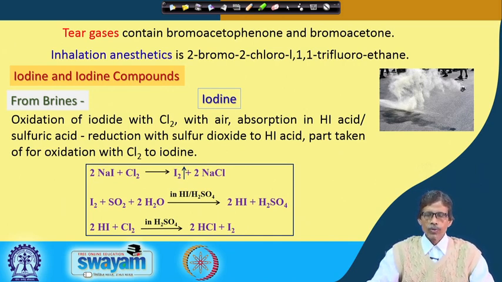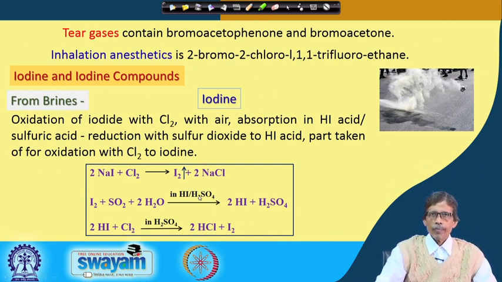So, that is also a procedure for making hydroiodic acid, and that hydroiodic acid, unlike your sodium iodide, now you have. The hydroiodic acid again reacts with chlorine gas in sulfuric acid medium. So, you produce now, instead of NaCl, HCl and iodine.